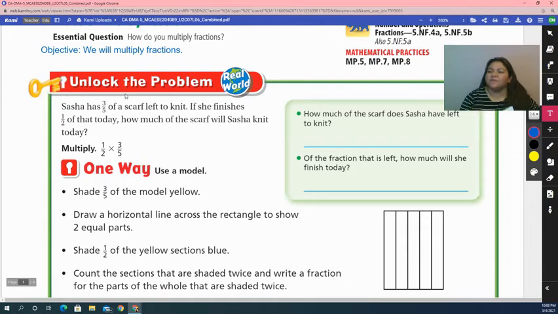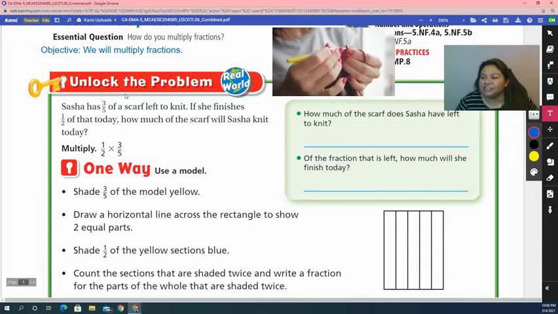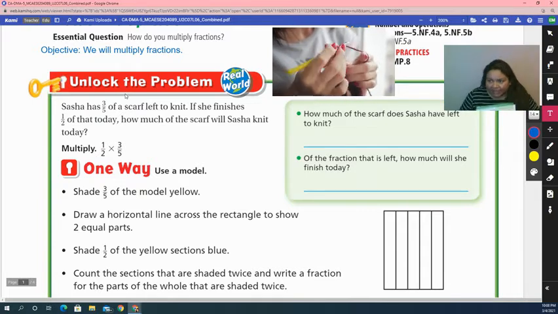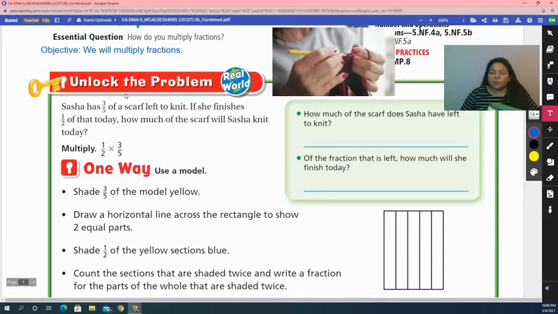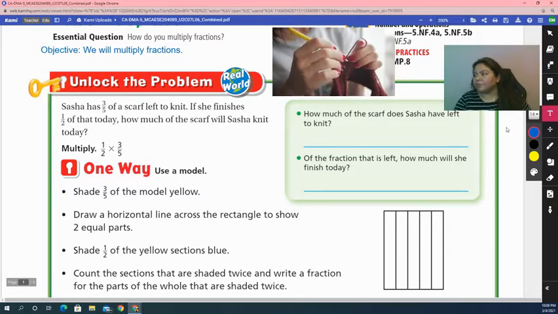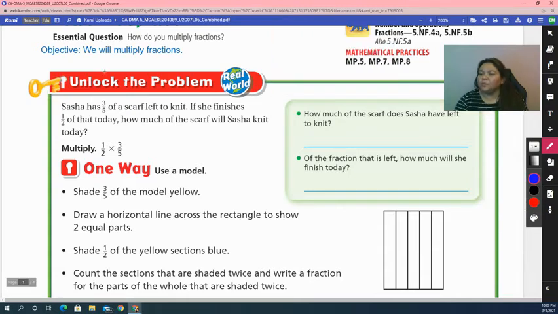Sasha has 3/5 of a scarf left to knit. Ooh, who likes knitting? If she finishes 1/2 of that today, how much of the scarf will Sasha knit today? Remember that we always want to follow the steps when we're reading a word problem. We want to circle the important information. Here we're going to read it again. Sasha has 3/5 of a scarf. That's important information that we're going to use. And then it says if she finishes 1/2 of it today.